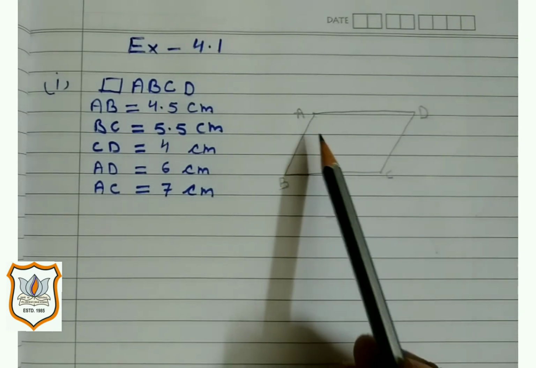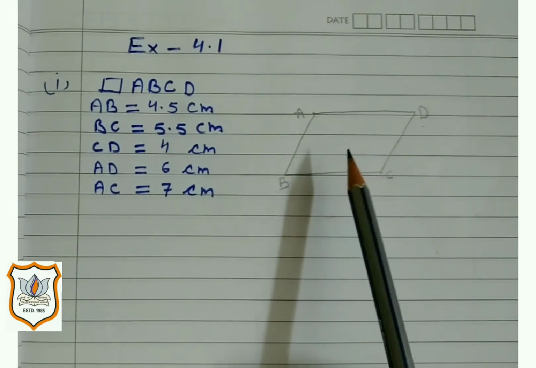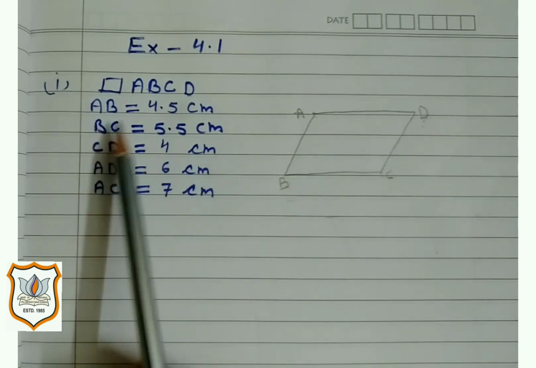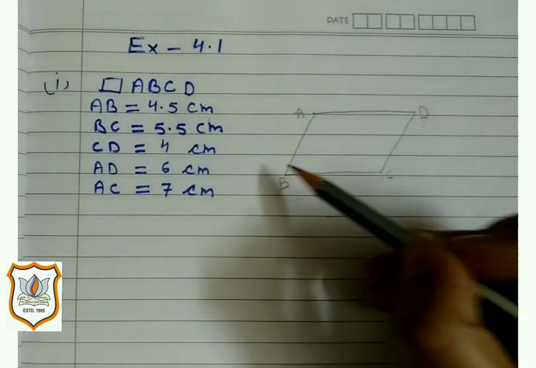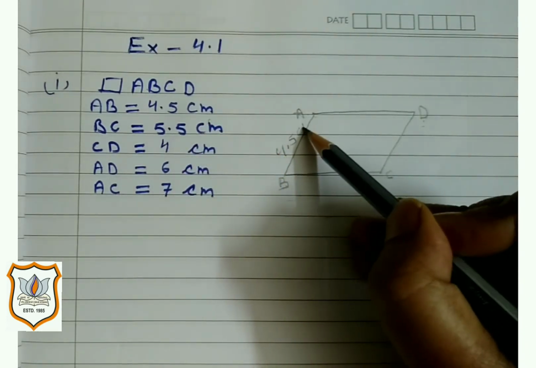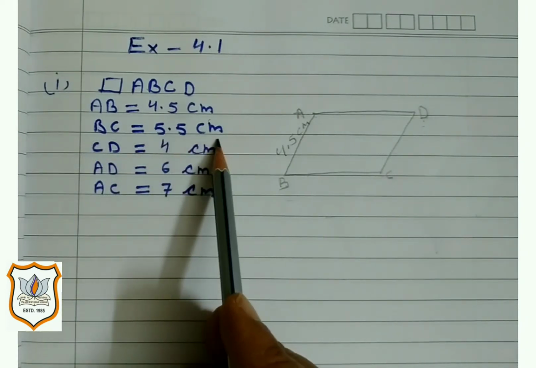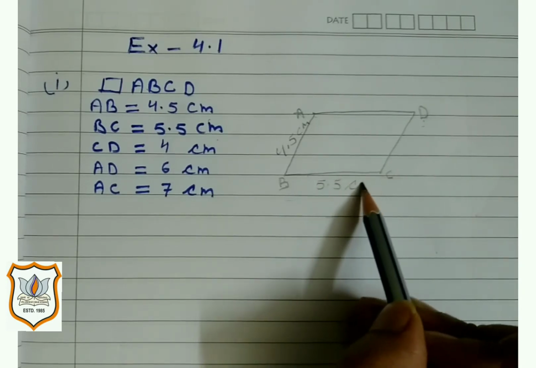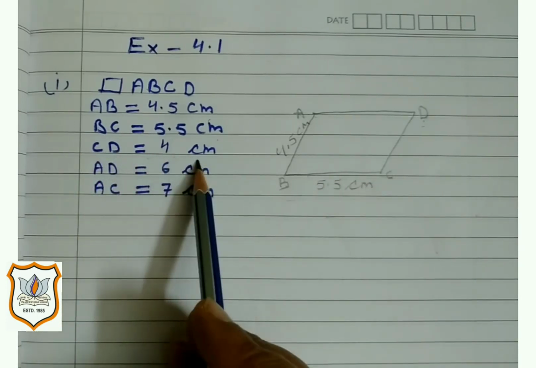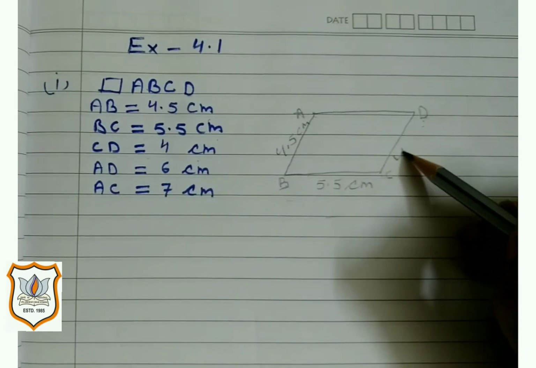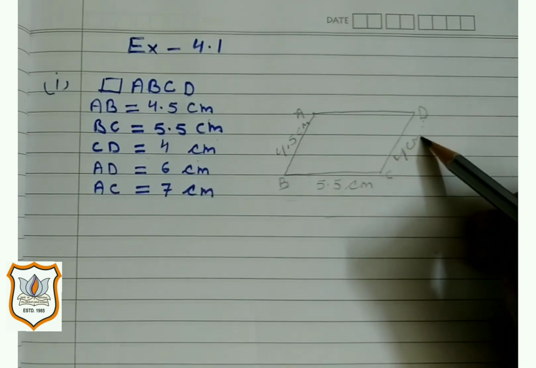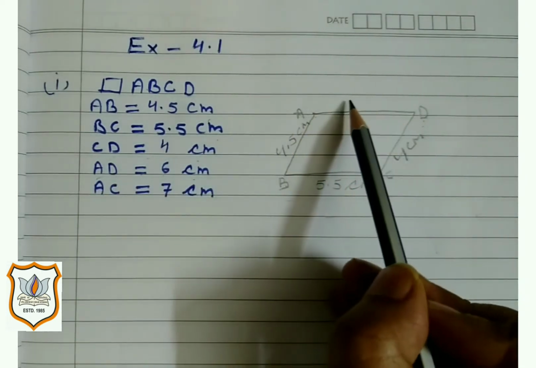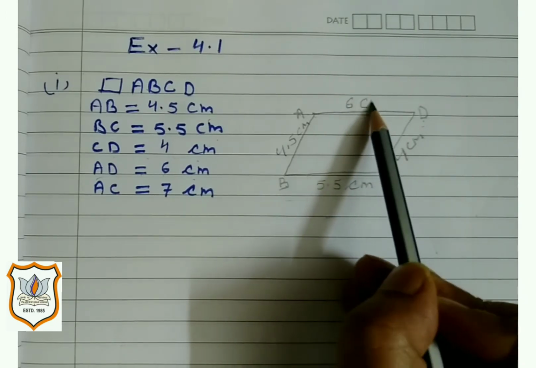So I have drawn the rough sketch like this and I give the name of this quadrilateral as ABCD, where AB is equal to 4.5 centimeter. So we write 4.5 centimeter. BC is equal to 5.5 centimeter. So we write here 5.5 centimeter. And CD is equal to 4 centimeter. So we write here 4 centimeter. And AD is equal to 6 centimeter. So we write here 6 centimeter.